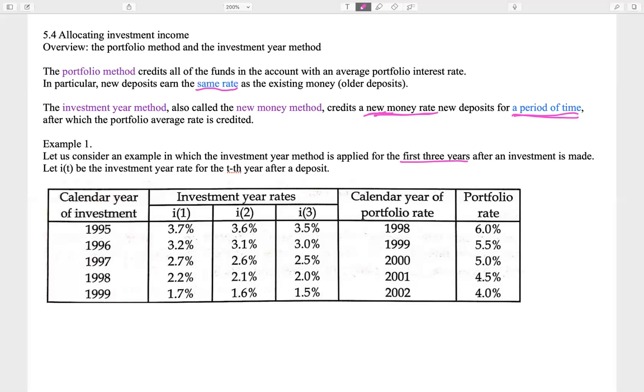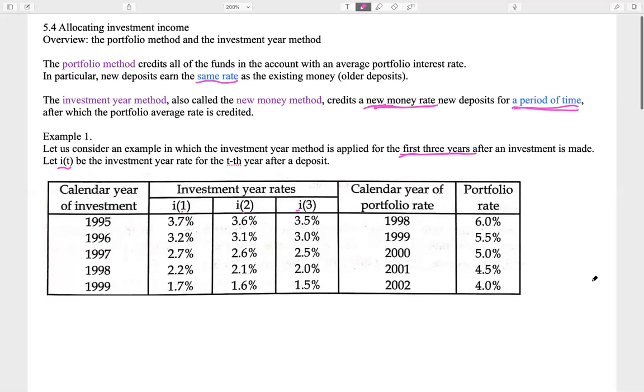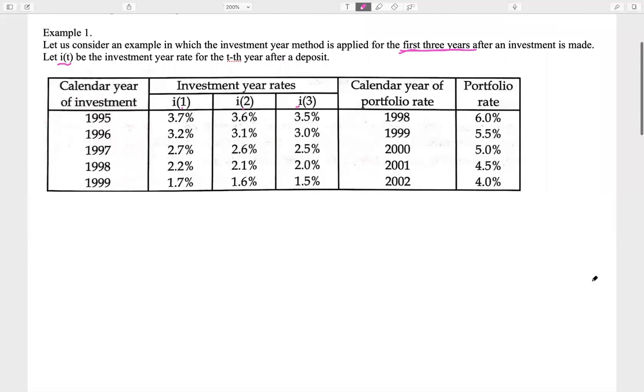Here I use i^t to denote the investment rate for the new money in the t-th year. In this particular example, t is 1, 2, 3, because this method only applies for the first 3 years. It can be the first 5, it can be the first 10, depending on the setup. So here it's for the first 3, so I have 3 different rates. Here I have the table. Let's explain everything in this table, and then you will understand more of the investment year method.